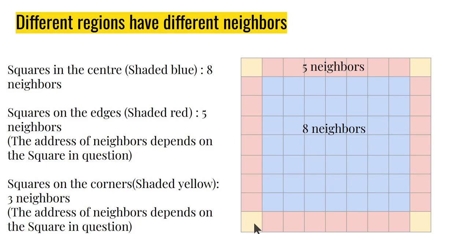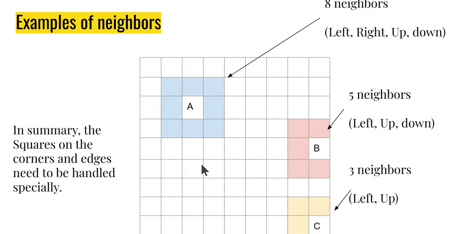Finally, we have squares on the corners. Now, these clearly have 3 neighbors. For example, these 3 in this case, and the xy values, or say the location of these neighbors, depends on the xy value of the square itself. Now, the point I'm trying to make is that depending on where the square is, we need to be handling all of this differently. Specifically, a center square is relatively simple.